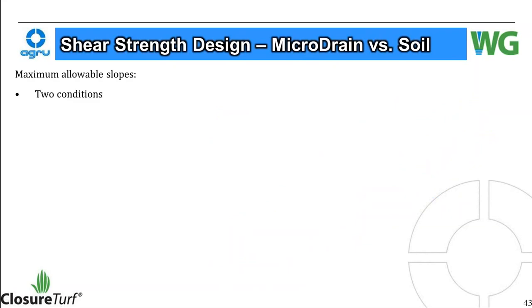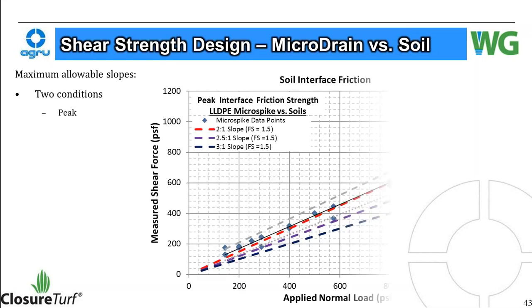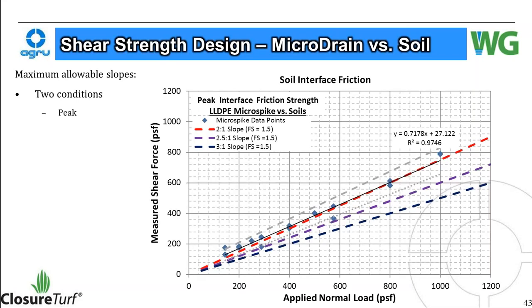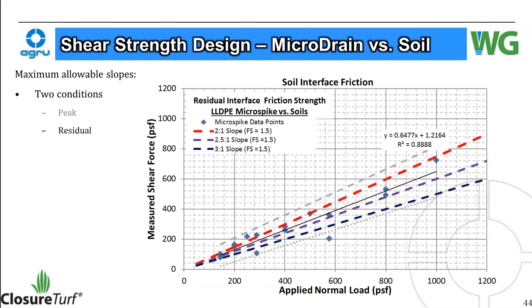For maximum allowable slopes, we'll look at microdrain versus soil. This is actually microspike test versus soil. Again, we're talking peak. 2-to-1 slope lands pretty much along the average of the test results, so kind of problematic. Lesser slopes, 2.5 to 3-to-1, are okay for peak condition. Same holds for residual. 2-to-1 slope is starting to cause issues with residual condition or residual shear strength. 2.5, 3-to-1 should be okay.